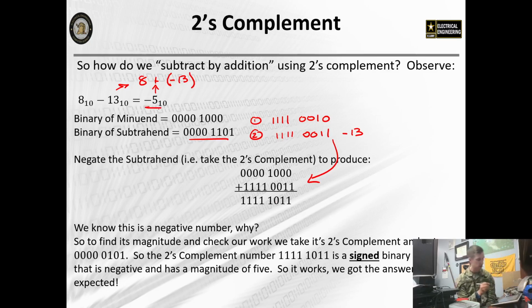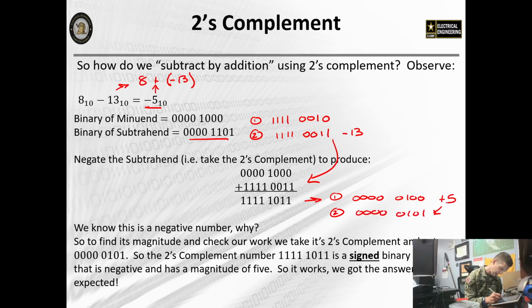The easiest way to check this is to do our inversion trick. If I take this value and invert everything, 0, 0, 0, 0, 0, 1, 0, 0, and then add 1, 0, 0, 0, 0, 0, 1, 0, 1, this is +5. So if the inverse of this number is +5, then it has to be -5. We can also confirm that by doing the math: -128 plus 64 plus 32 plus 16 plus 8 plus 2 plus 1 is also equal to -5.